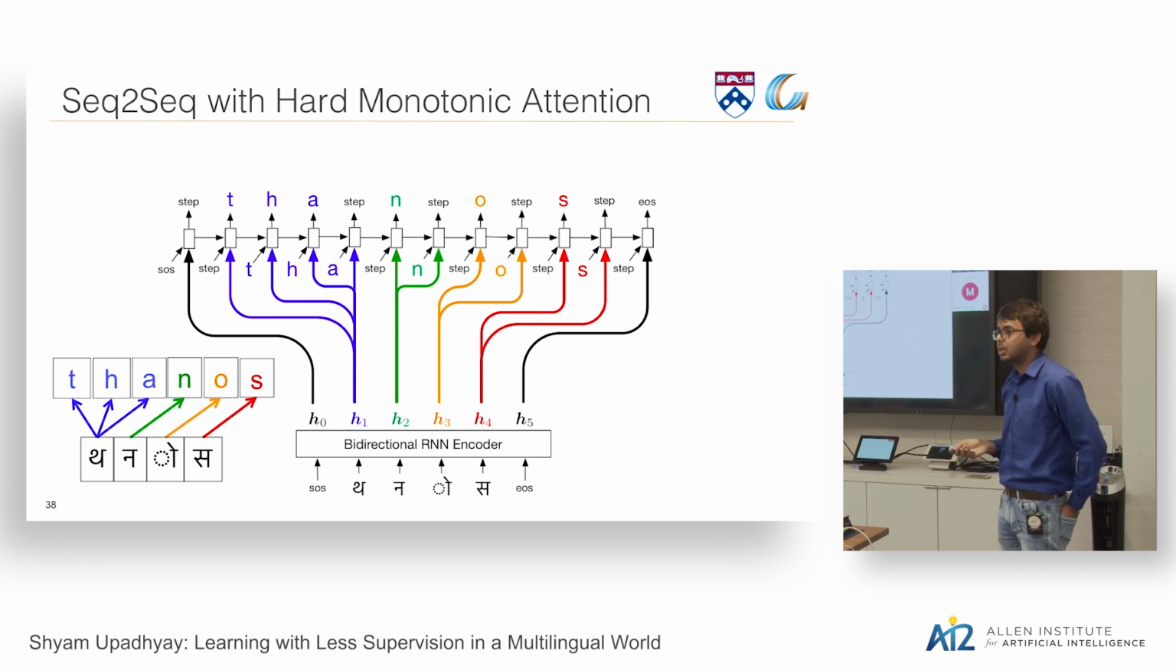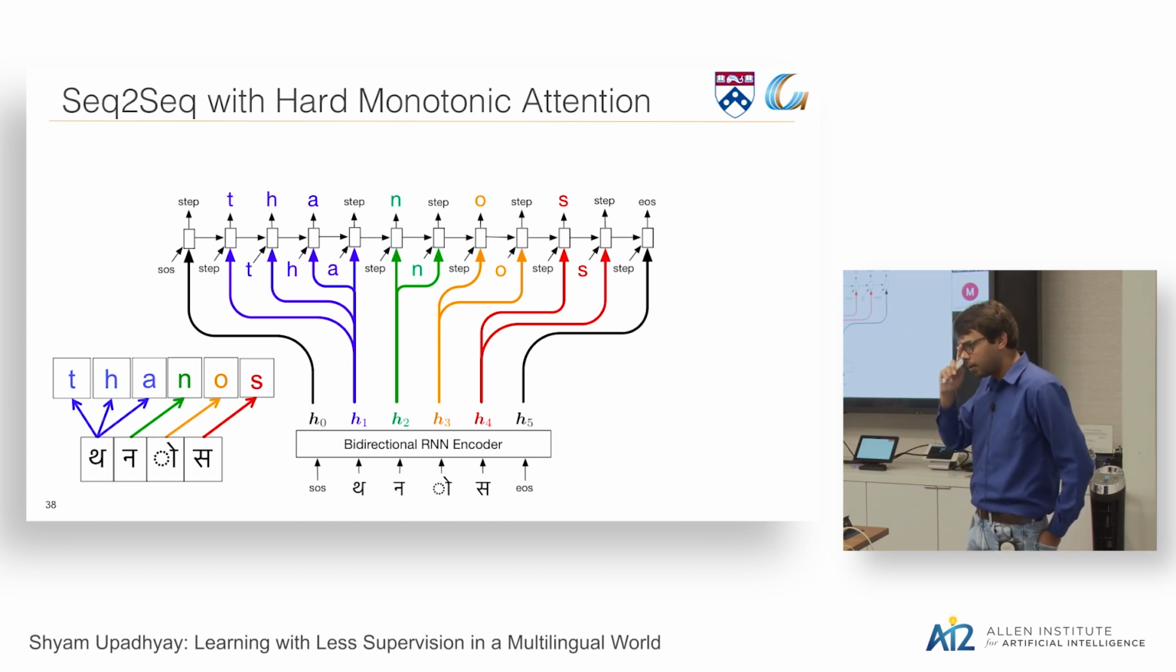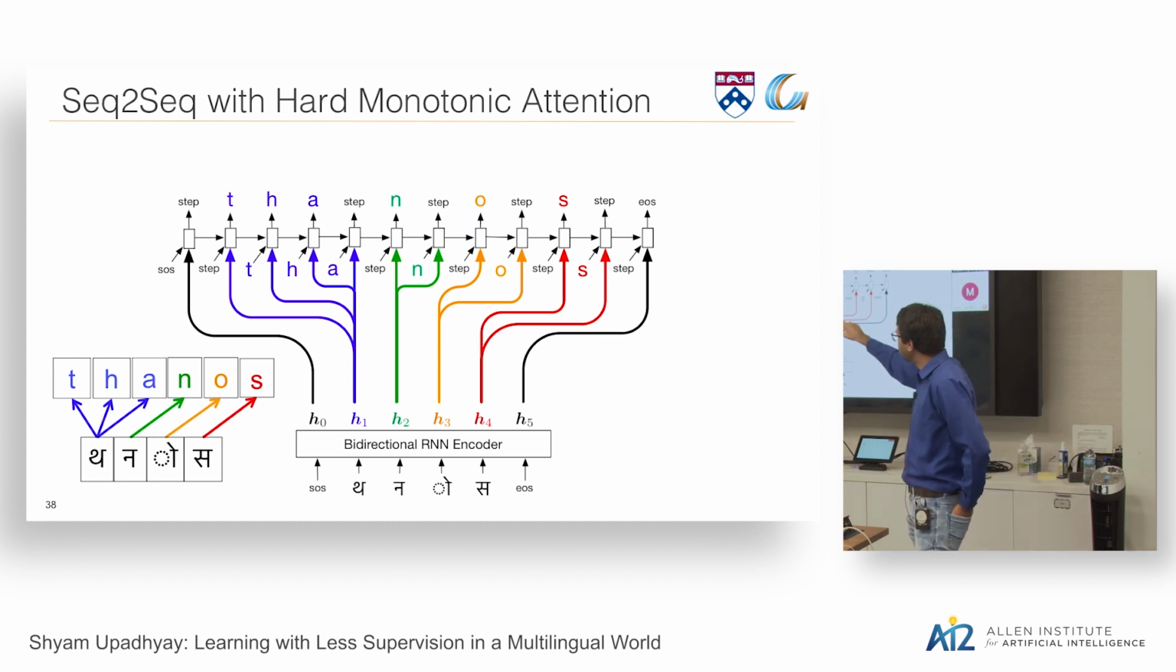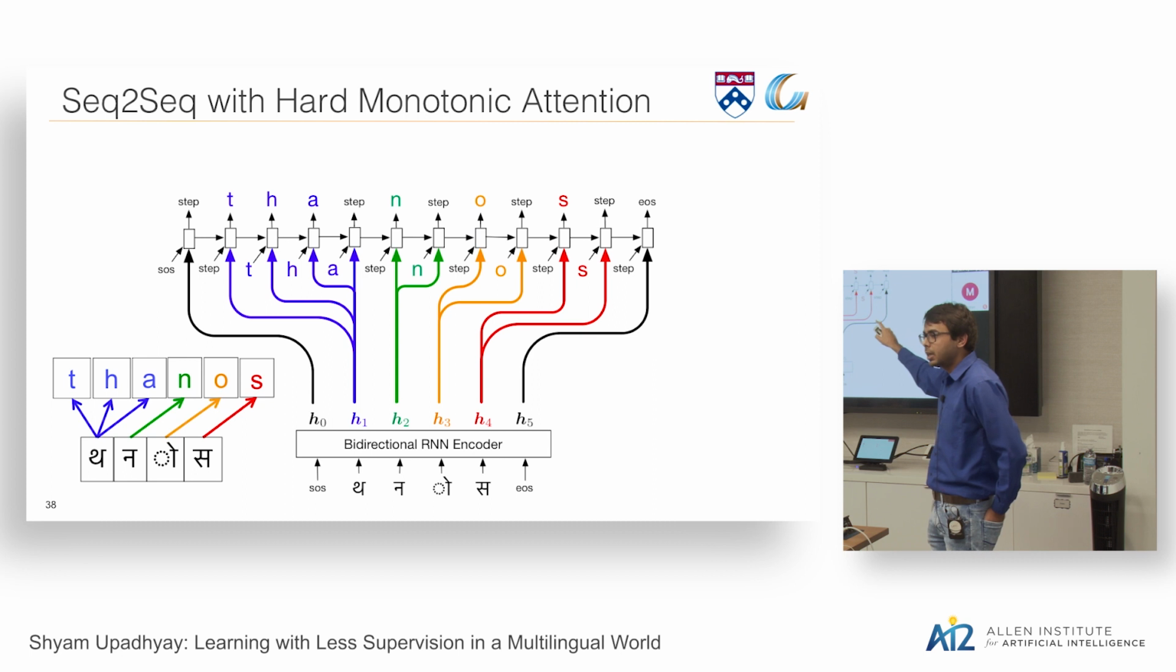Any questions on this? Where does this step decision come from? The sequence of actions that you need to take, the oracle sequence, can be determined exactly from the monotonic alignments that we infer. Once you have these alignments, you can determine the exact sequence of step and generate actions that you need to take.